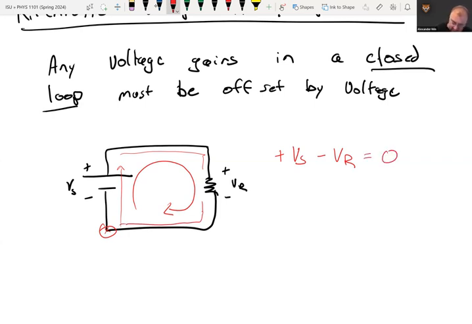Once we get back to where we started, we sum up our voltage gains and our voltage drops, and they should be equal to 0. What this gives us is that the voltage of our source is equal to the voltage across a resistor. And this is where the idea comes from that objects in parallel must have the same voltage, because if they're in parallel, you can do a closed loop between them, and you're only going to get one voltage drop and one voltage gain, and those two have to be equal to one another.